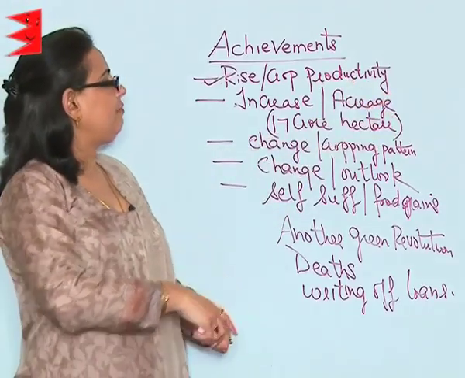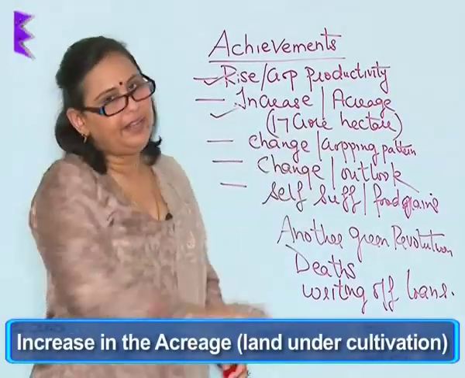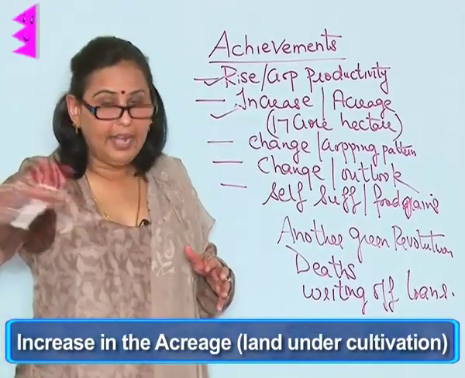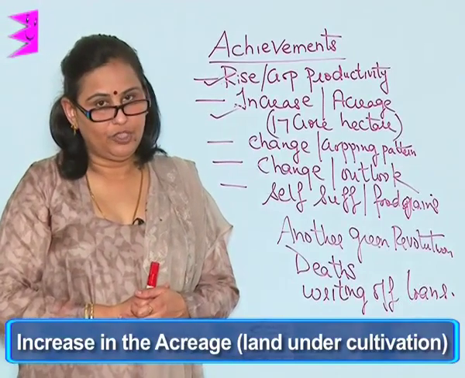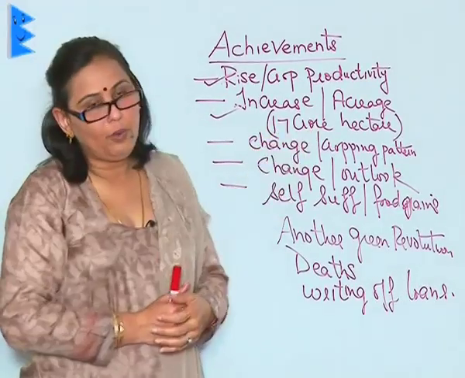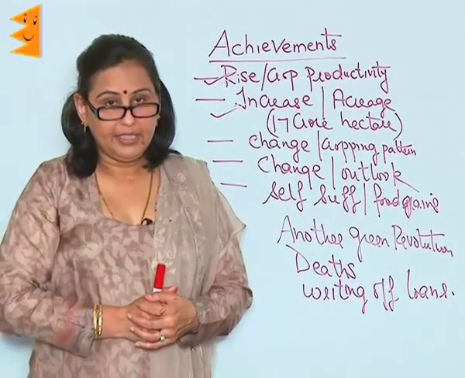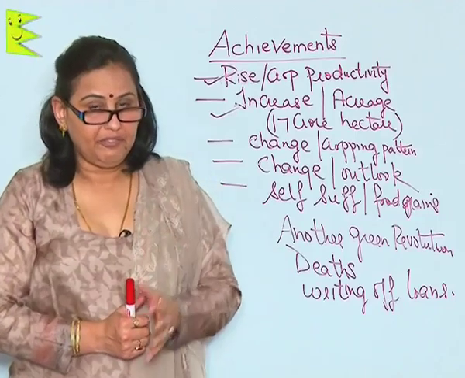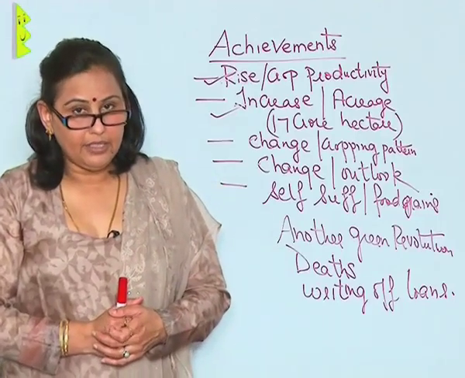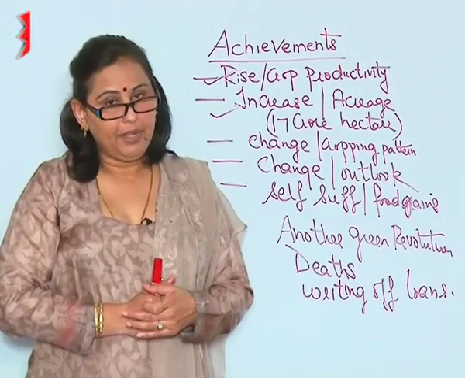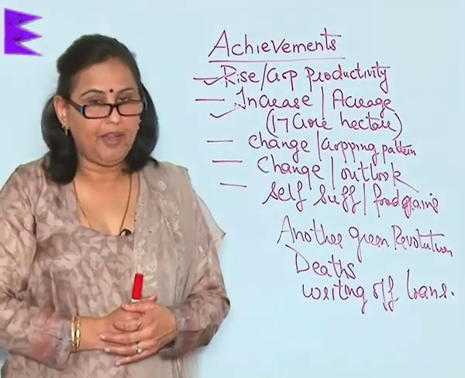The second achievement is increase in the acreage. That is to say, increase in the land area under cultivation. Now, as much as 17 crore hectares of land is tilled by the Indian farmer because of the irrigation facilities and other such facilities which are being provided by the government of India to the Indian farmer.